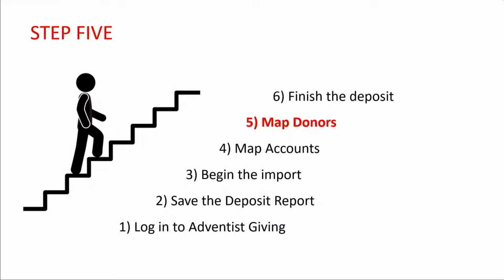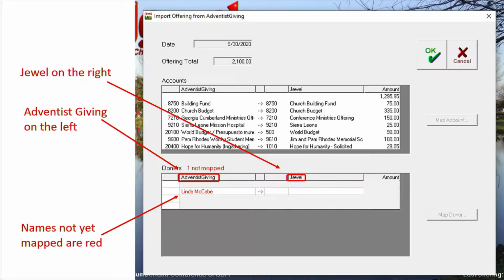In step 5, which is mapping donors, we find that mapping donors is very similar to mapping accounts. Adventist Giving produces a list of donors on the left side of the box, and when you map them to the Jewel donor names, those will show up on the right. Names that are not yet mapped show up in red.